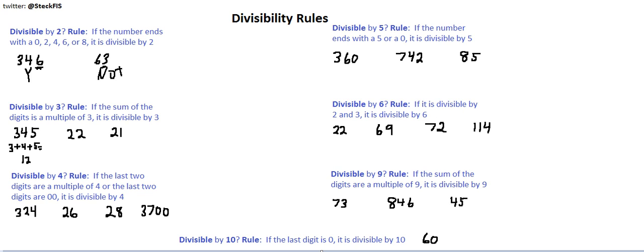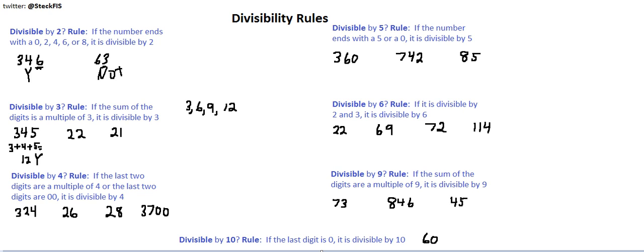Okay, so is 12 a multiple of 3? Well, let's look. We'd have 3, and then 6, and then 9, and then 12. So if we were listing multiples of 3, here would be a list of multiples. Is 12 on the list? You better believe it. So yes, 345 would be divisible by 3.